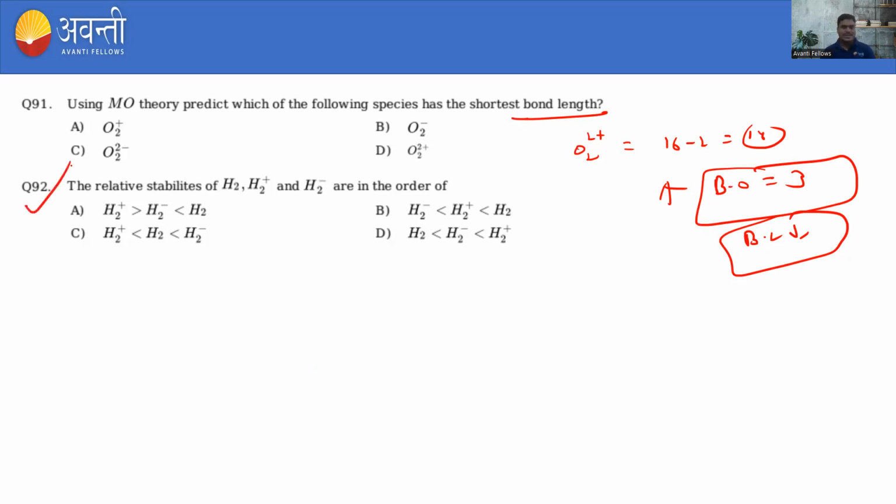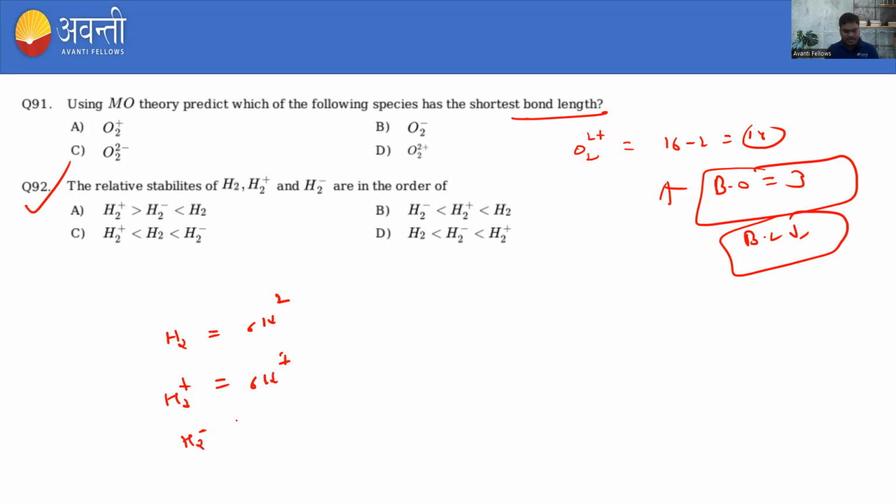Now move to the next question. That is the relative stability of H2, H2+, and H2- in the order of. So you have to identify the stability of all these. If you know the stability for H2, we can write the electronic configuration like sigma 1s2. For H2+ we write sigma 1s1.